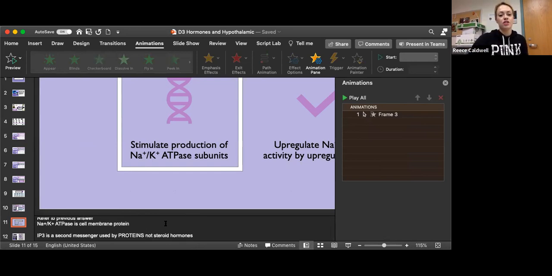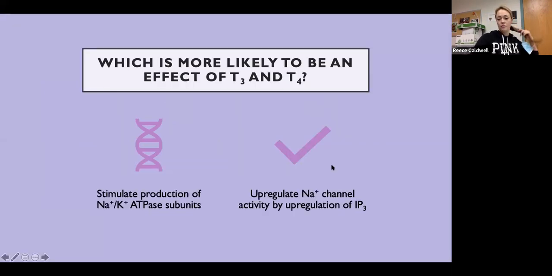IP3 is a second messenger used by proteins, not steroid hormones. So we do not use that with our steroid hormones. They have no relation to IP3. Instead, we use it with proteins. Again, you'll hit that much harder in the lecture, but if you haven't heard it yet, that's a brief overview.